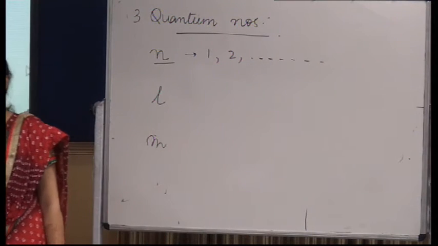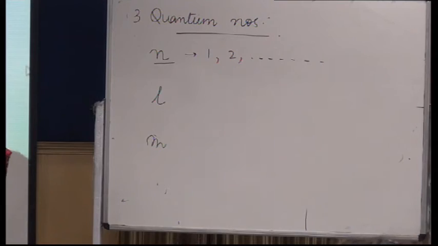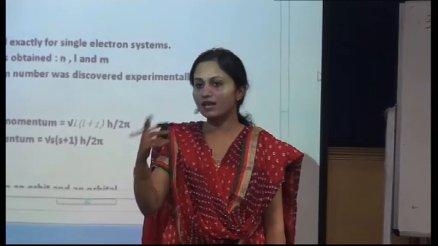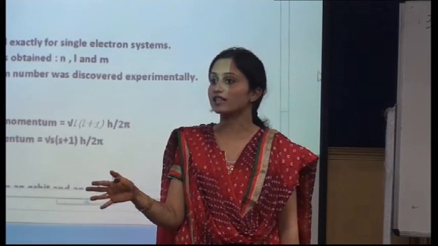It's the first level, the second level. So naturally I am talking about the first, second, third level. So it starts from 1 and not 0. 0 means no level. Or sometimes 0 is referred to as the lowest level or the ground state level.